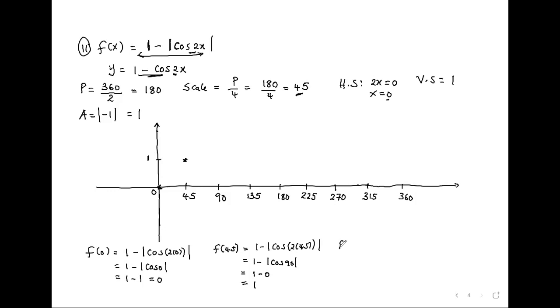And then now f of 90. So we have 1 minus absolute value of cos 2 by 90. That is 1 minus absolute value of cos 180. Now what is cos 180? Cos 180 is negative 1. So I'm putting it in the absolute. So we end up getting 1 minus 1, which is 0. So it comes here.